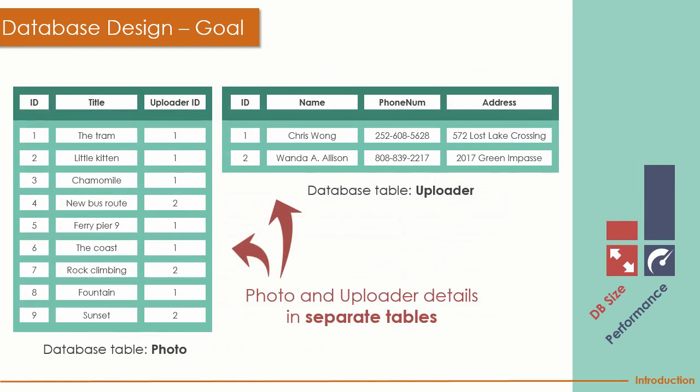So the idea could be we can split the photo and uploader into two tables. In this case, the photo table saves the photo information, and the uploader table saves the uploading information. The benefit is we can reduce the redundant data, and when you update the uploading information, you don't need to update a lot of rows in the database.